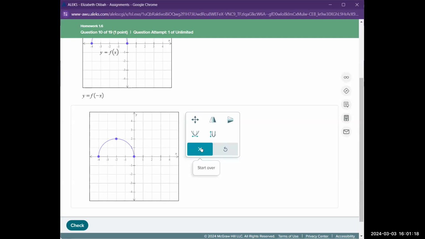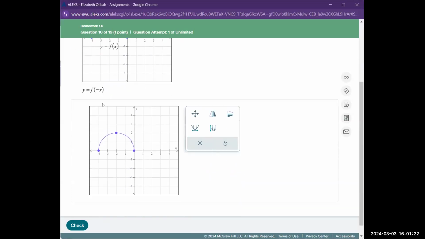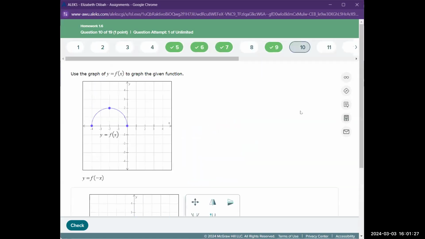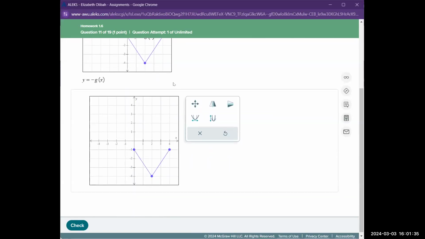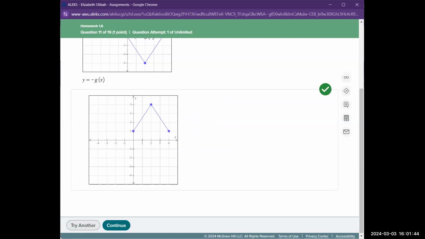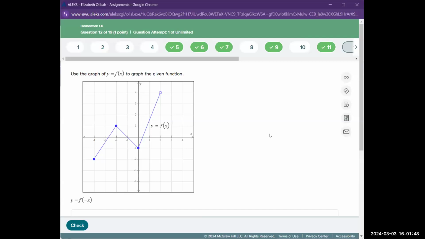Same idea. It's just going to flip it over the y-axis because the negative is inside the function. So it'll just be something like that. Same thing here. Flip it over the x. So that's just a matter of knowing what the negatives mean.